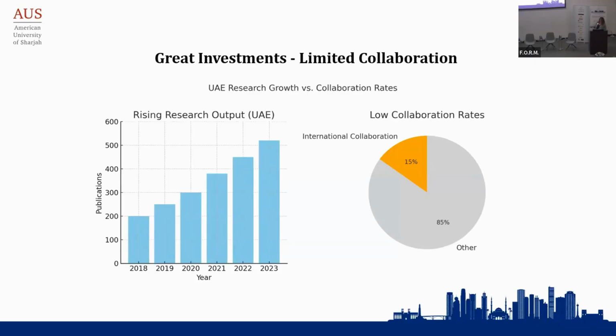Over the past decade, the UAE has invested massively in higher education and in research. We've built world-class campuses, recruited global talent, and created an incredibly diverse academic ecosystem. But we're still at a paradox. The infrastructure has grown, but the collaboration has not kept up. It's not at the same pace.